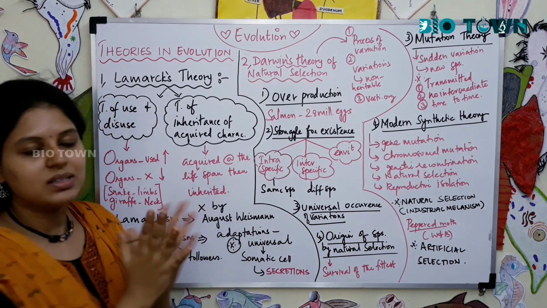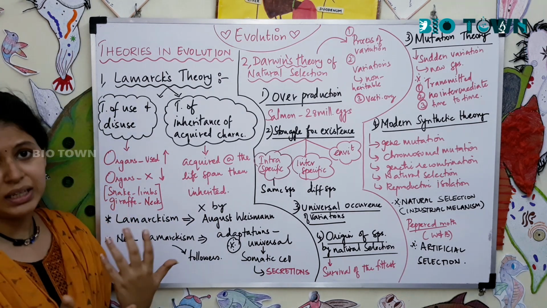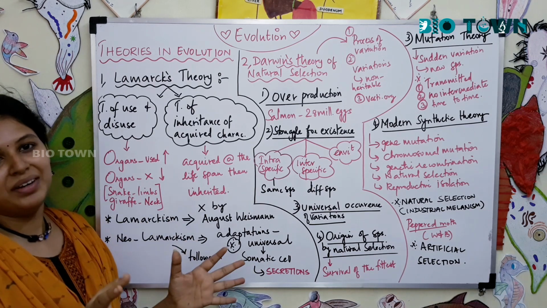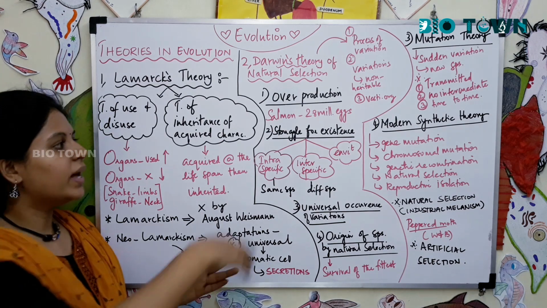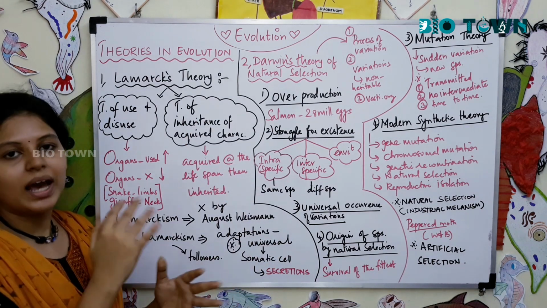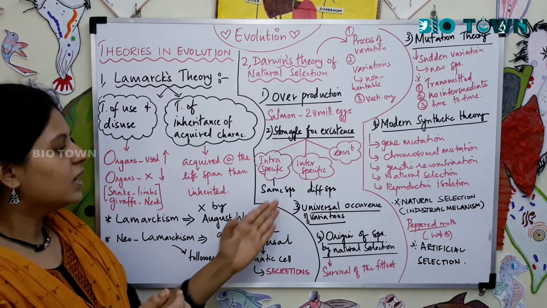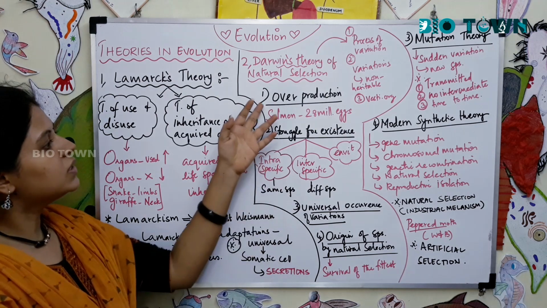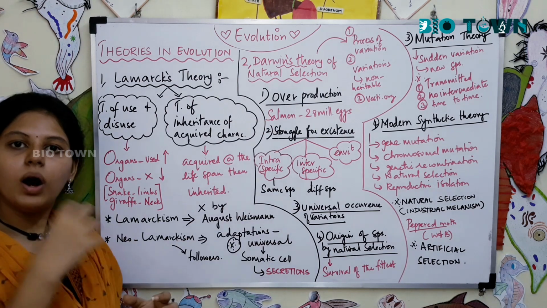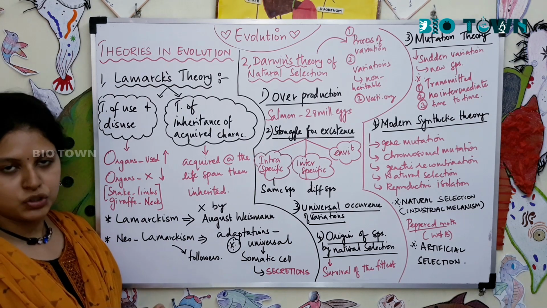Next is Darwin's theory. Darwin was so fond of traveling the world. While he was traveling, he took notes, and these were his findings in his books. He had five different findings: overproduction, struggle for existence, universal occurrence of variation, origin of species, and natural selection. First is overproduction. He observed these salmon fish in the ocean.